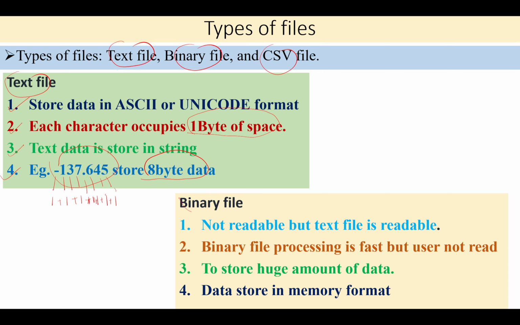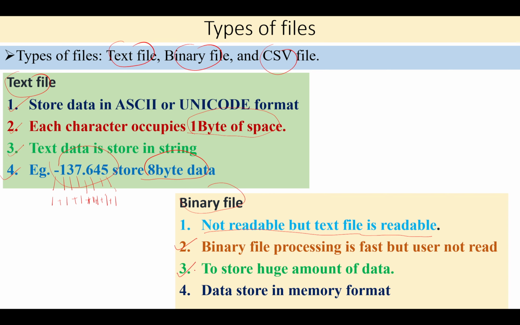Now the binary file is also something I'm going to discuss. The binary file is not readable, but a text file is readable. We know very well a text file is readable, but a binary file is not understood by humans. It is only understood by the machine. And binary file processing is very fast as compared to the text file, but reading is very difficult. Only the machine understands binary files.